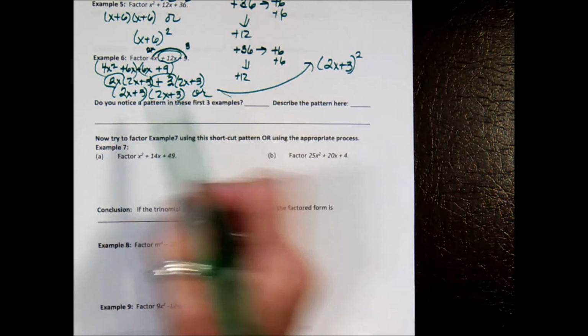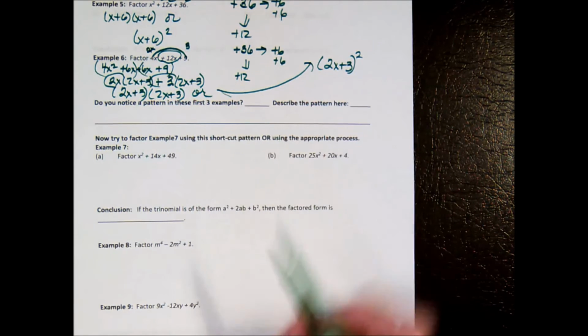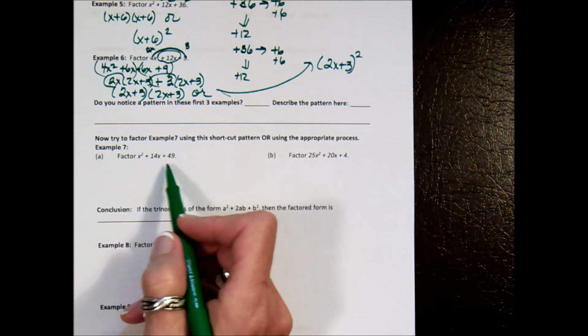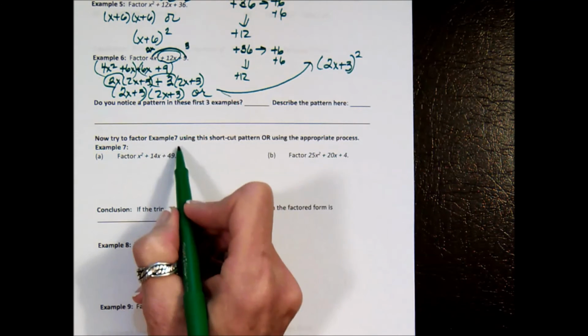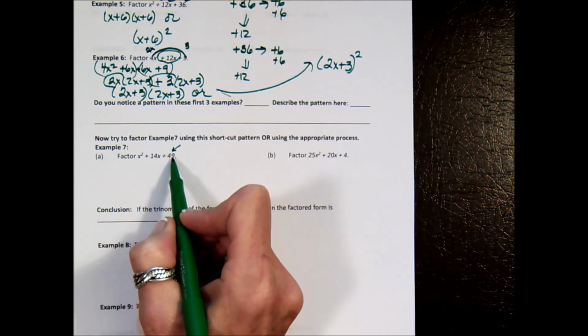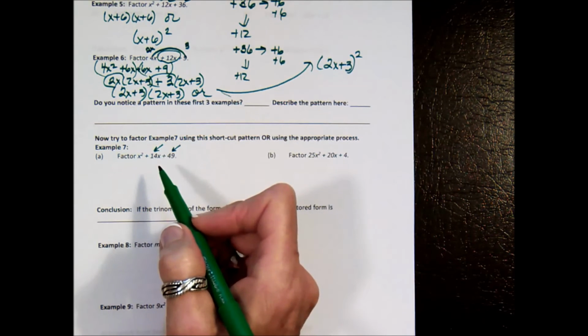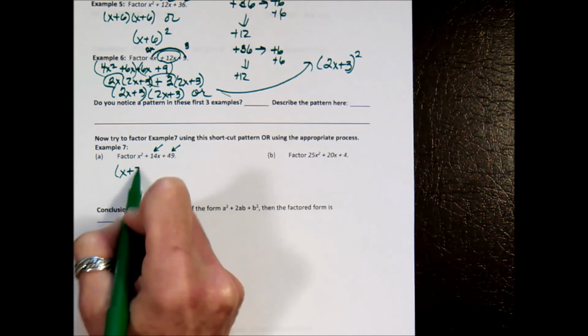So it says, did you notice a pattern? You can describe it here. We're going to go ahead and try. I'll do the easy one for you, the shortcut method. As soon as I see that this is a perfect square, it's 7 times 7, and this is 7 plus 7, I know it's going to be x plus 7 squared.